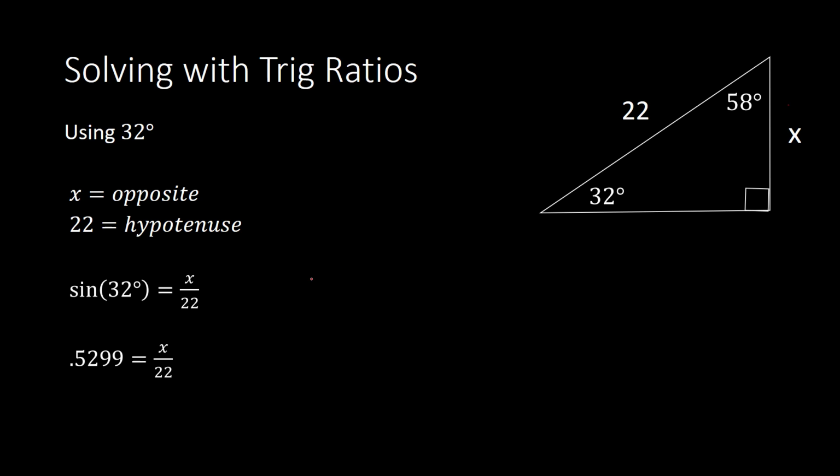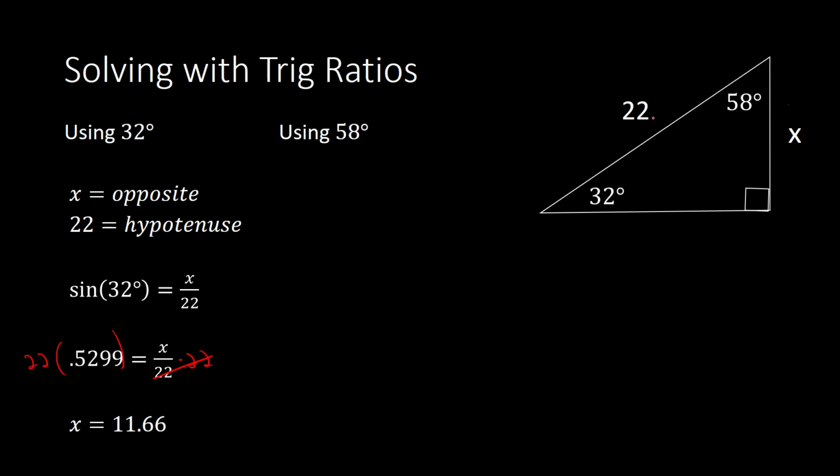And then from here, we can solve for x by multiplying both sides by 22. When I multiply both sides by 22, I'll now have x on the right side, and then 22 times 0.5299 on the left side. So x would equal 11.66. And once again, I could use the other angle, the 58-degree angle.